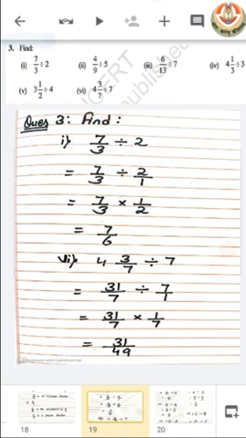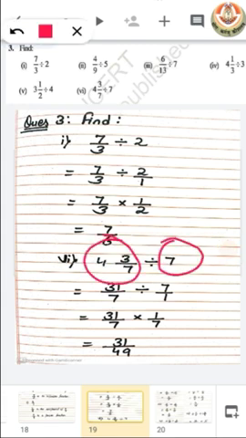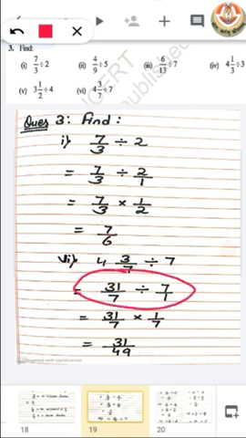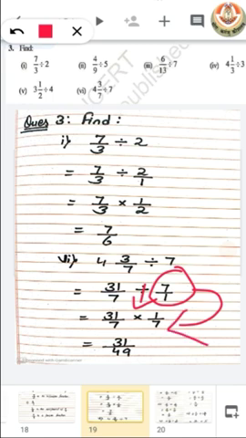But when we have to divide a mixed fraction by a whole number, for this we first have to convert the mixed fraction into an improper fraction. Now it will become the same case as the first one. So for this, we place the multiplication sign in place of division and convert the divisor into its reciprocal. Then we get our answer.